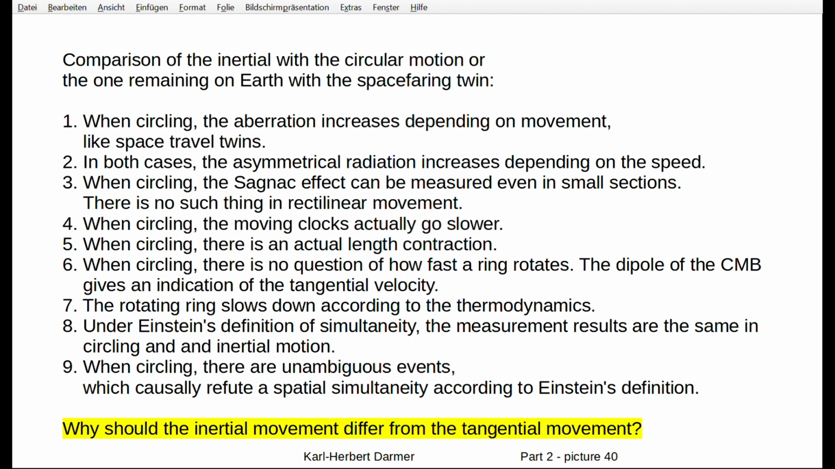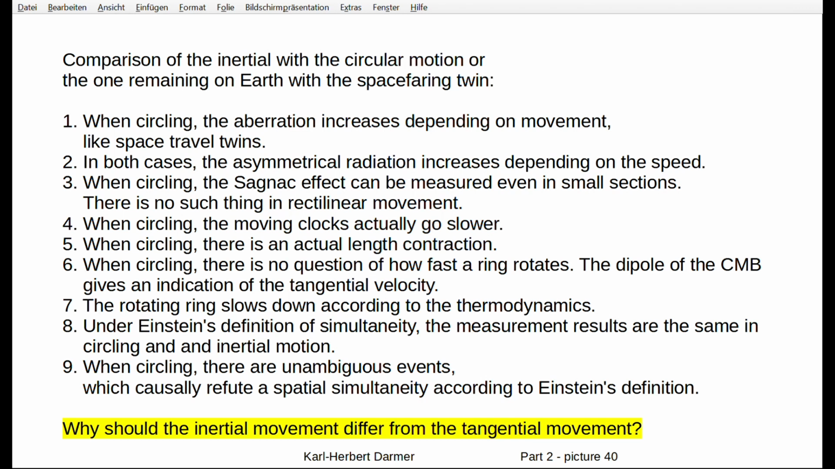6. In rotation, there is no question of when a ring rotates or when there is no centrifugal force. The dipole of the cosmic microwave background gives an indication of the tangential velocity. Taking into account the dipole caused by the Earth's motion, it can even be determined exactly. Unfortunately, it is not a means to determine the rectilinear motion or what causes the centrifugal force.